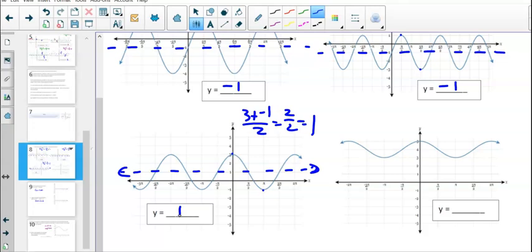And then the last one, top of the graph's at 5, the bottom's at 3. So if I add those together and divide by 2, the midline will be at 4.